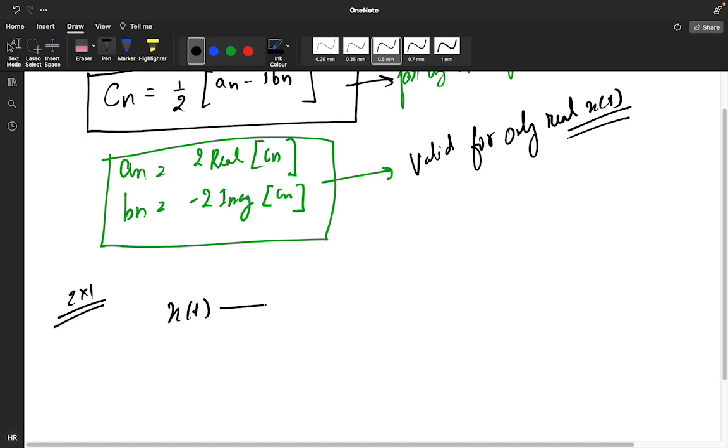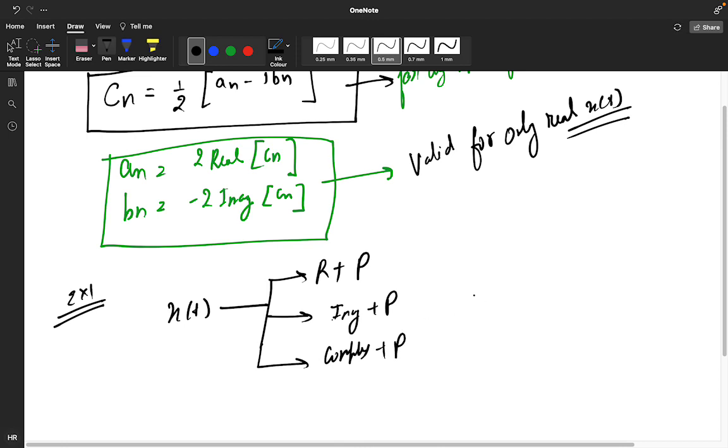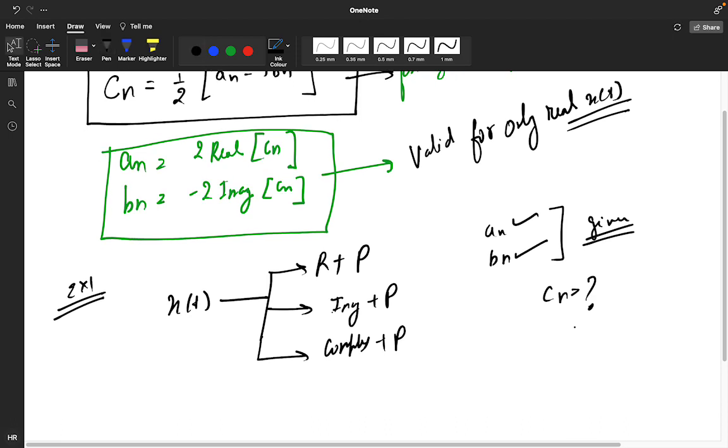Your x of t signal they had given, that is real plus periodic. Second case, imaginary signal but it's periodic. And third case, complex signal, neither real nor imaginary, a combination of both, complex plus periodic. In that case your an value is given, your bn value is given, and you need to find the value of cn. How will you do it?